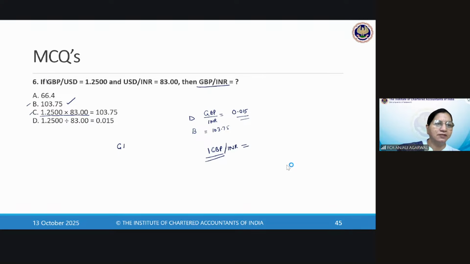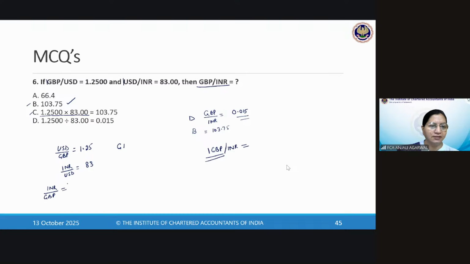1 GBP is equivalent to USD 1.25. 1 USD is equal to INR 83. So if you write it like this, it will be USD upon GBP, which is given as 1.25, and INR upon USD, which is given as 83. And you need INR on GBP.